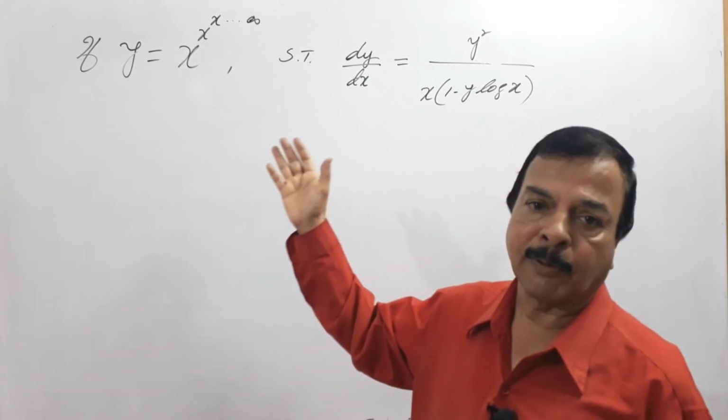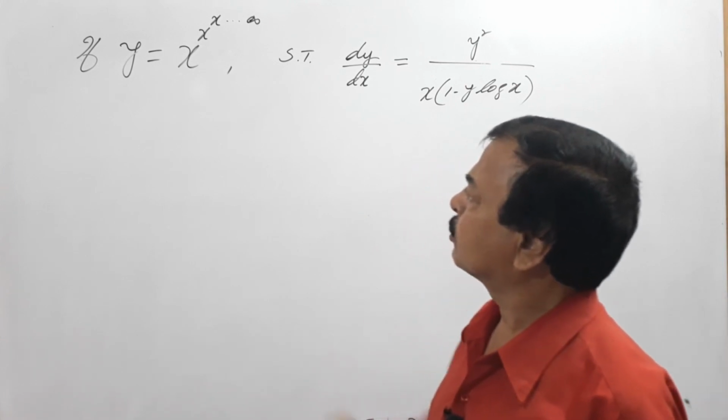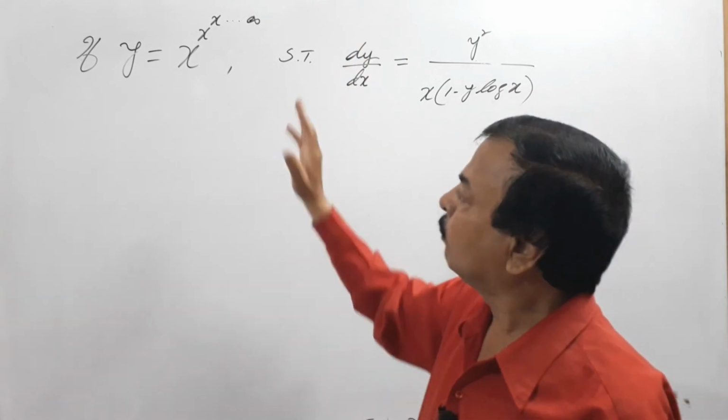So let's take this problem. See, this problem is very peculiar. y equals x to the power of x to the power of x, x to the power of x until infinity. How will you solve this problem?